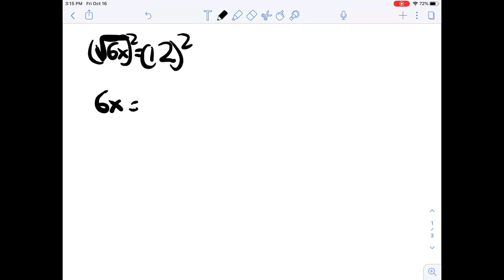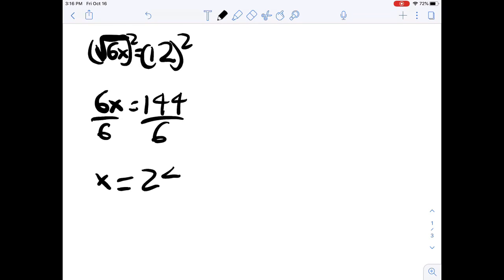So that's 6x equals 144. From here, we divide both sides by 6 to get x by itself. And that is 24. This is our solution.